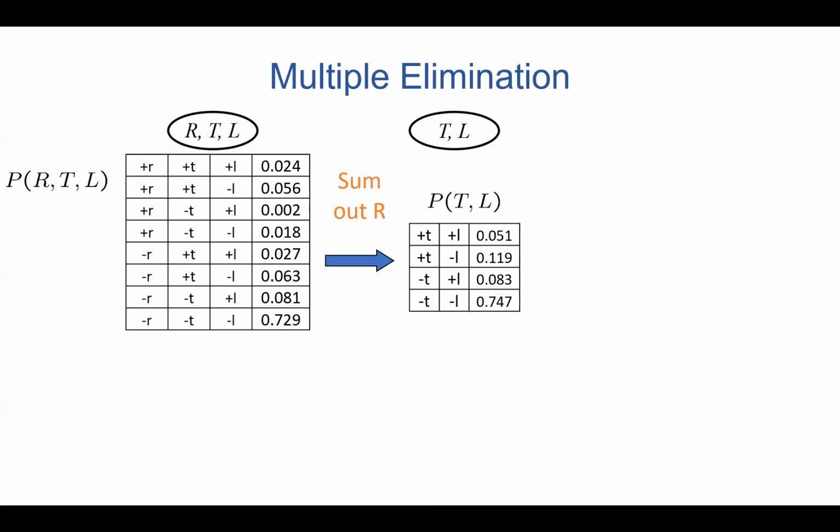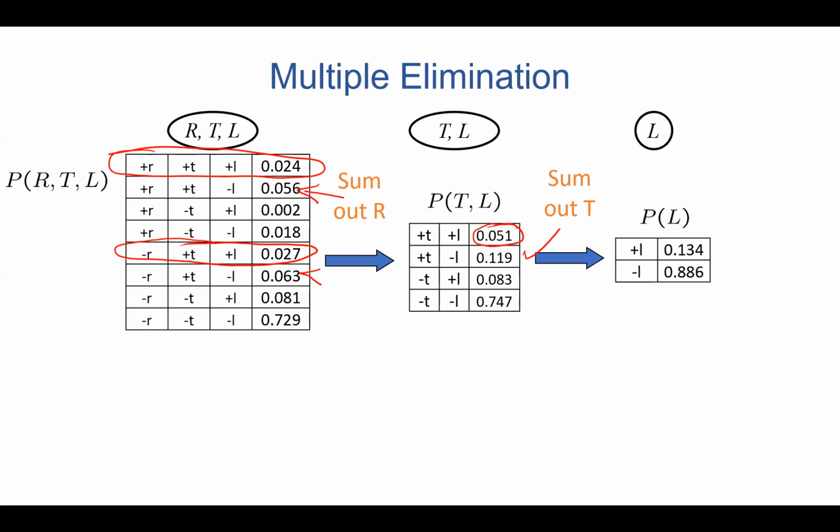Look at all the entries that have plus T plus L, which is this one and this one. Just sum them together, and we will get the term. Then we will have minus T plus L, which is this one, and then this one. And we simply get the result. After that, we can sum out T and finally get our result. We have just summed out over T.